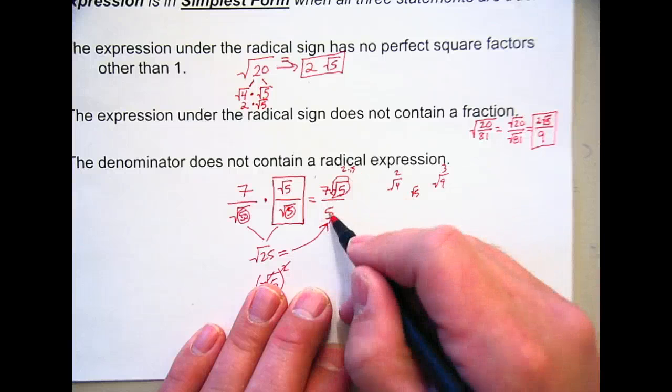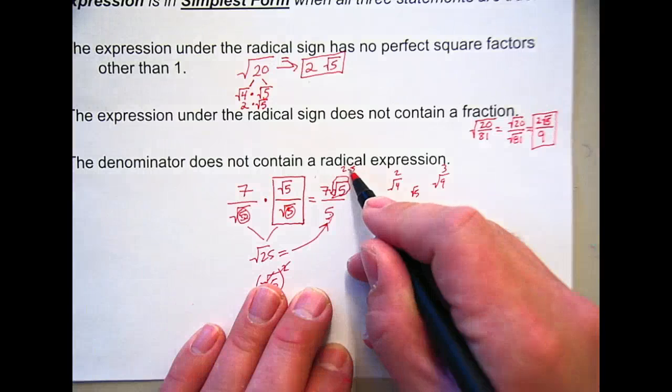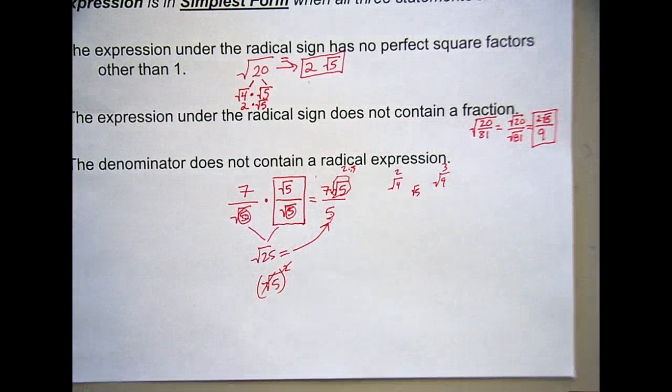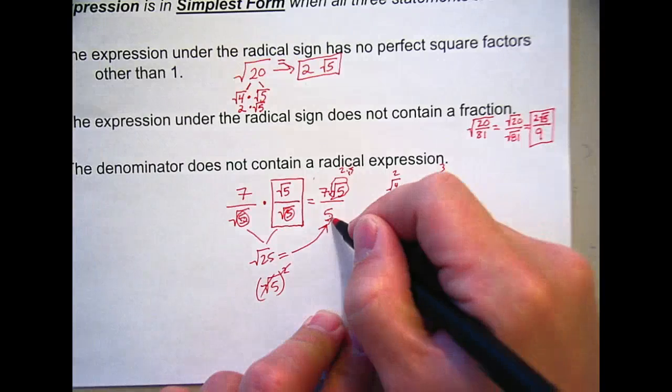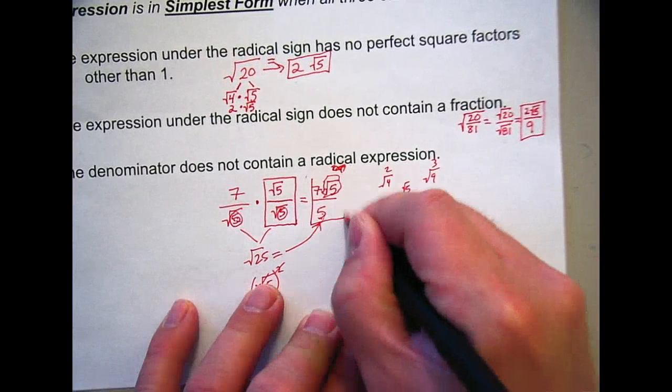No, you can't cancel the 5s because this is root 5, which is about 2.5. You can't cancel a 5 and a 2.5. It's like me saying, hey, I got $2.50, I'll trade you for your $5. That's not a good deal. Can't do that. They're not the same value. This is about 2.5, this is 5. So you can't cancel the radical. So your answer here is 7 root 5 over 5.